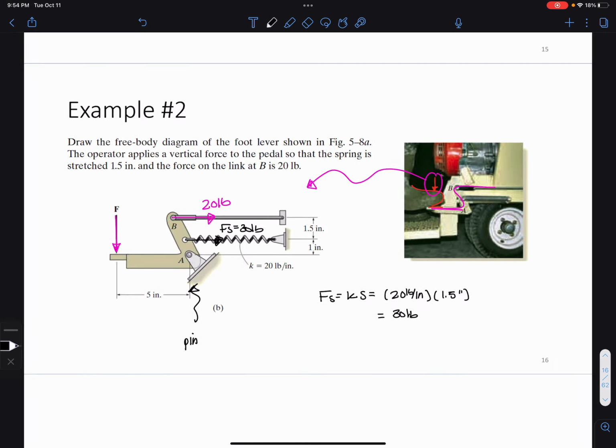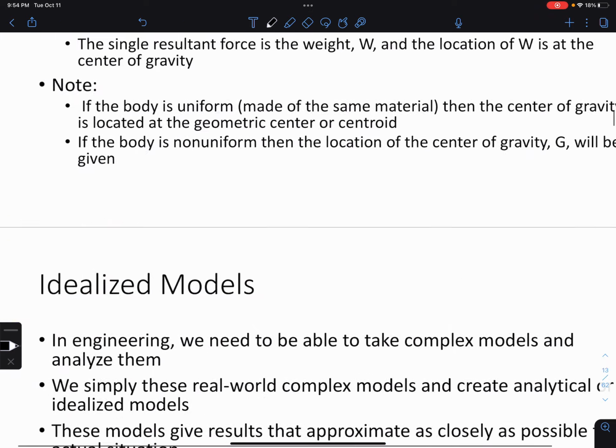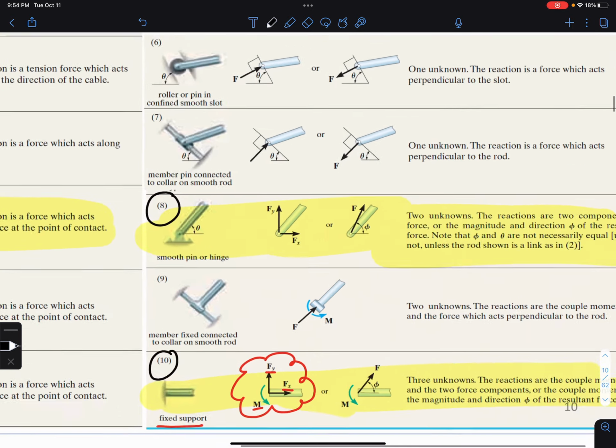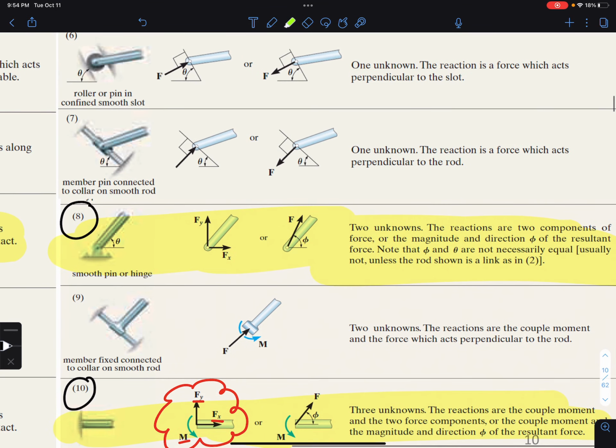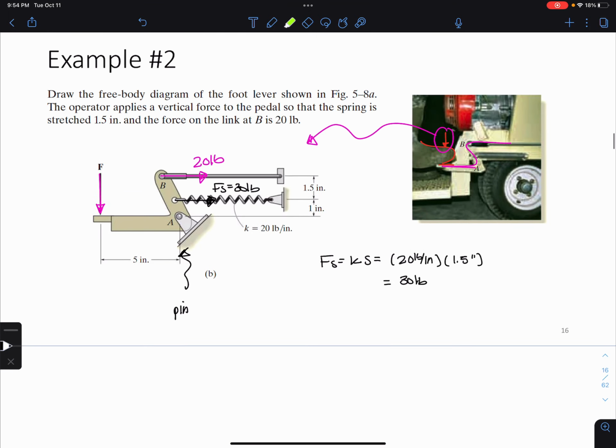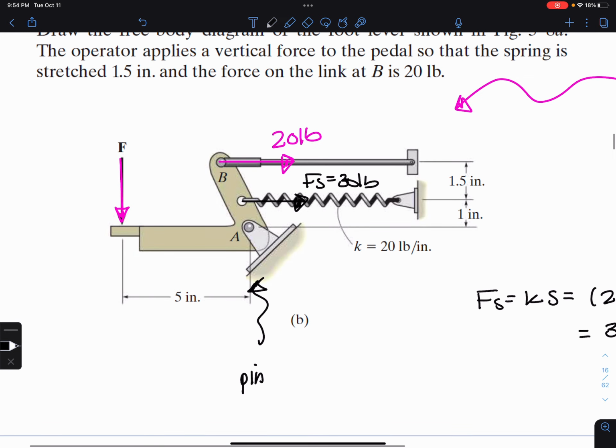So if we go to the table on page 10, and we look for the pin, we see that the pin has an Fy and an Fx. So we're going to come to our FBD, and we're going to draw an Ax and an Ay. And this is our FBD.